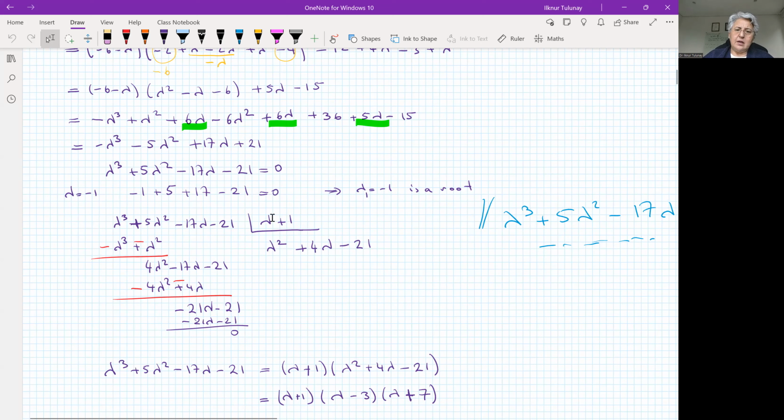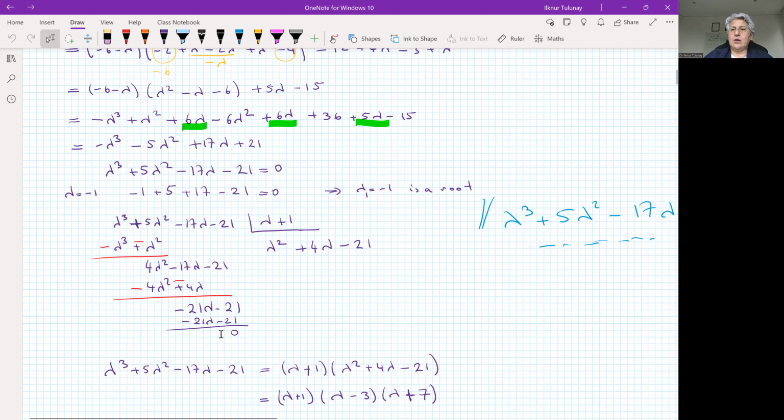So we have a lambda cube here. Then I need to multiply with lambda square, lambda cube plus lambda square, and subtracting it, I will have 5 lambda square here, minus lambda square. I will have 4 lambda square. Then the rest stays. So for 4 lambda square, I need to multiply with 4 lambda, giving 4 lambda square plus 4 lambda. This and this will give me minus 21 lambda and minus 21. Then if I multiply this by minus 21, then I will have 0.